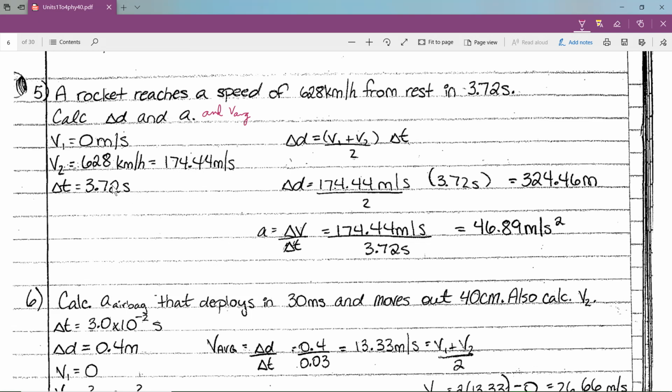It took 3.72 seconds. So delta d is v average times delta t. v average is 0 plus 174.44 divided by 2, which I didn't actually get that number, did I? 174.44 divided by 2, 87.22 meters per second.